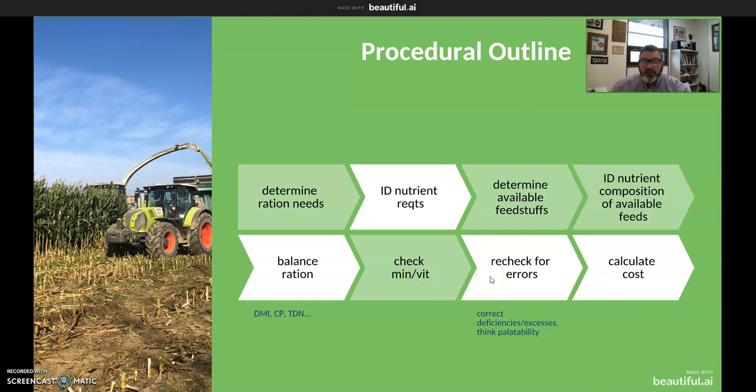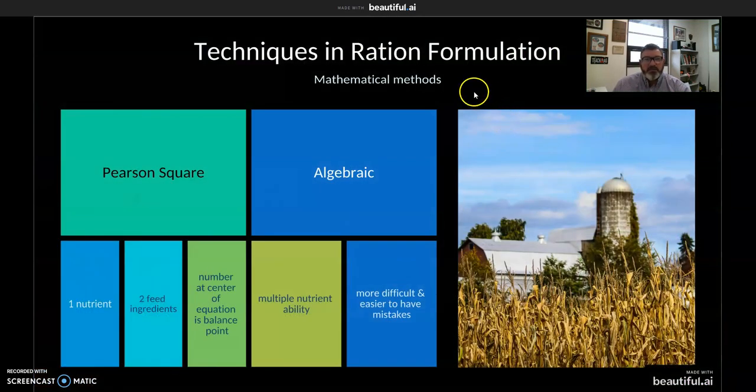Always then recheck for errors. Find and correct deficiencies or excesses that you might have, and then take a moment and pause and think about palatability. Will they actually eat what you're proposing the ration is balanced? Will they actually consume it? And then calculate cost. Again, we've tried to underscore this cost component throughout the course, and I think we would be remiss if we didn't continue to belabor that point. We have to have a good idea in terms of what rations will cost our producers on a daily basis.